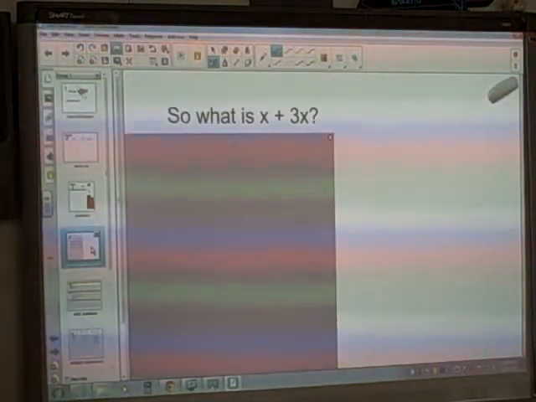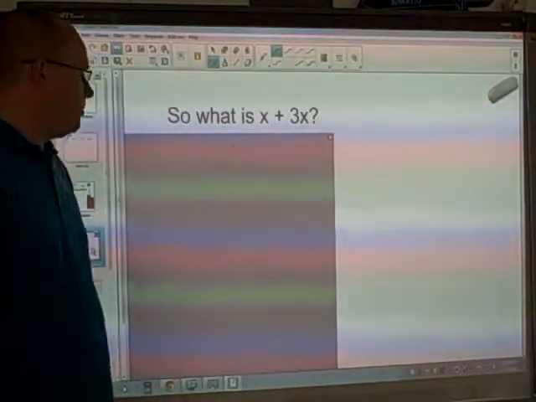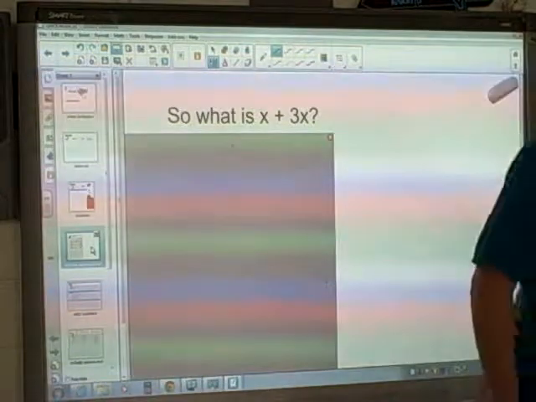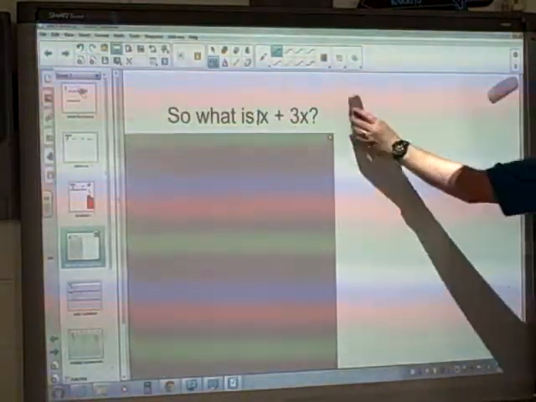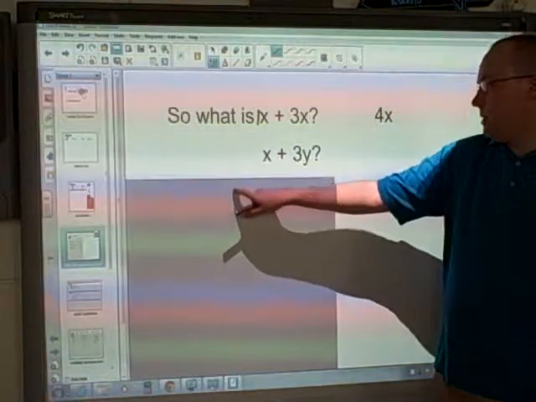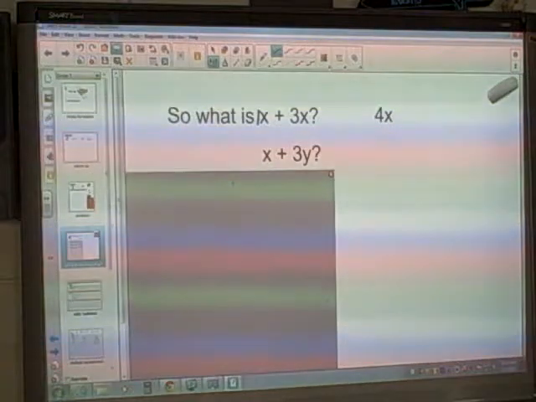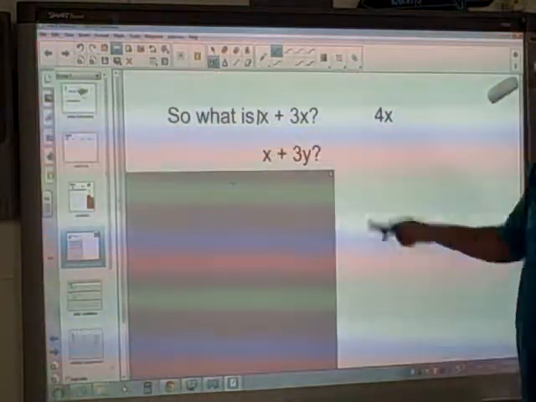Why are we actually doing this? Well, let's link this into something that we should know already. So what is x plus 3x? Well, as these are like terms, and this is the same as 1x, then 1x plus 3x should be 4x. Now, if I ask you to work out x plus 3y, then you can't actually add these together because these are not like terms. This one's x and this one's y.